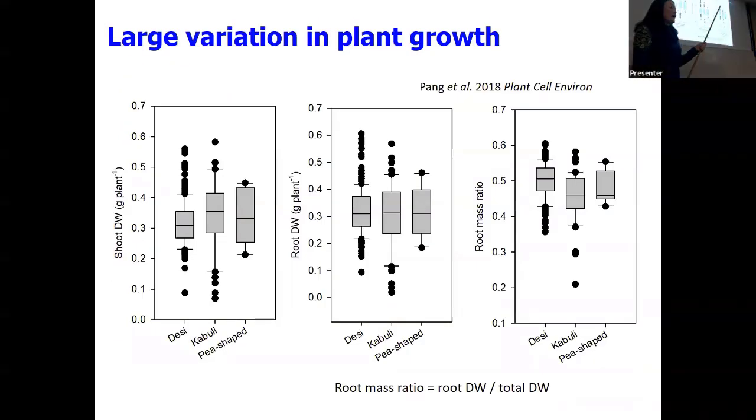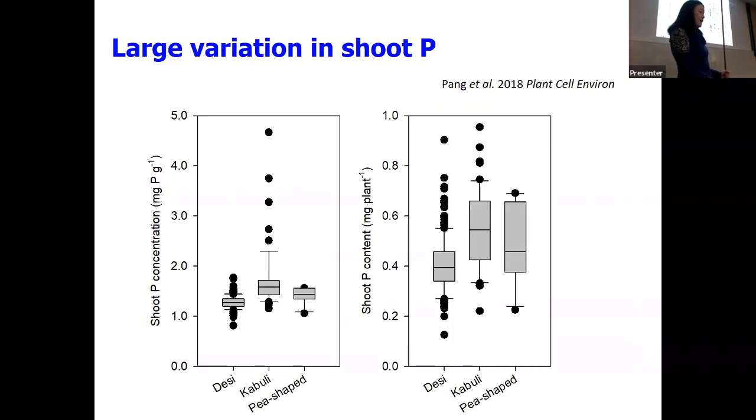So for the plant growth, there is large variation among all those genotypes. For example, for the shoot dry weight, it varied from less than 0.1 to about 0.6. There is like 6 times variation. And similarly for the root dry weight, root mass ratio, and both shoot phosphorus concentration and shoot P content also showed very large variation.